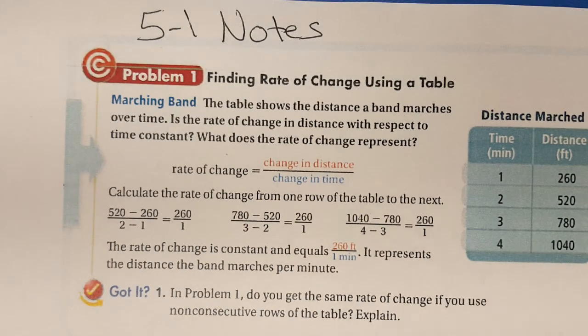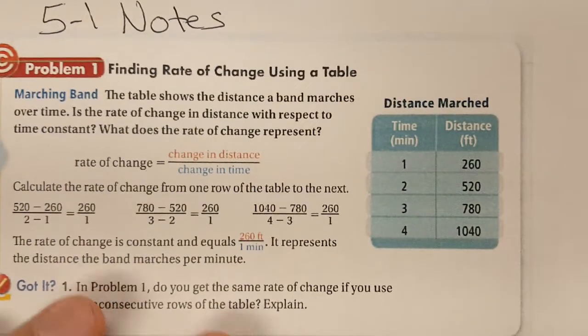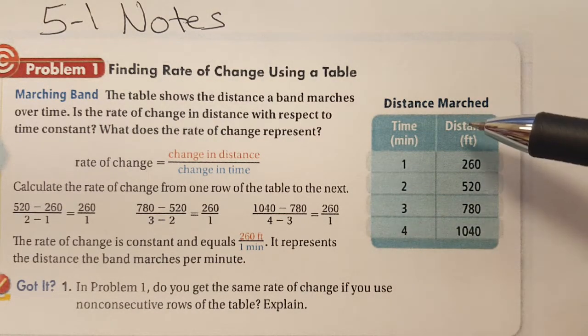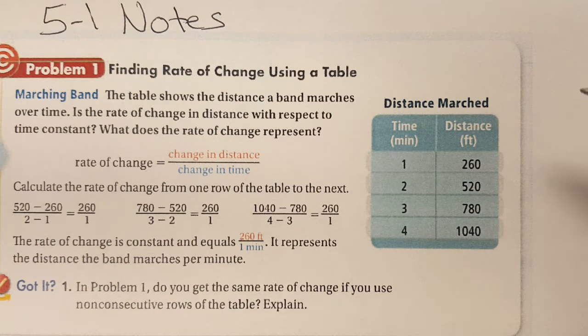All right, students, let's start problem number 1 from the 5-1 notes. What we're trying to do here is find the rate of change using a table. We're talking about a marching band, and it looks like as they march over time, their distance also increases. So it looks like they're moving forward.